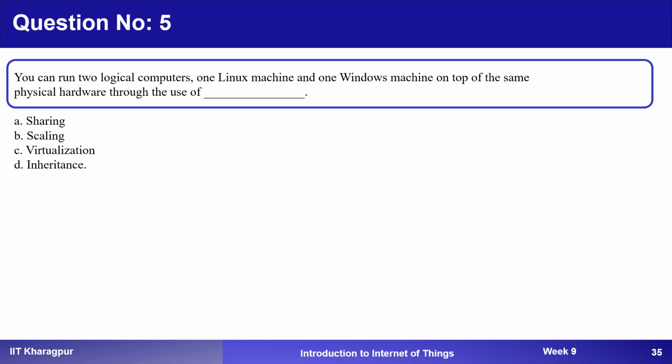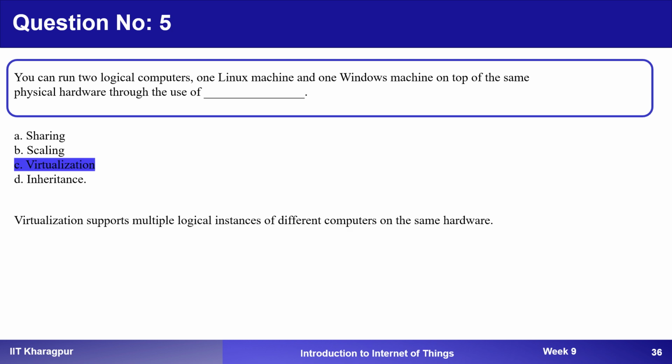Next question is, you can run two logical computers, one Linux machine and one Windows machine, on top of the same physical hardware through the use of, options are sharing, scaling, virtualization, inheritance. Virtualization. Okay. Anyone else? C. So virtualization is the correct option. With the help of virtualization, multiple logical instances can be used over the same hardware.